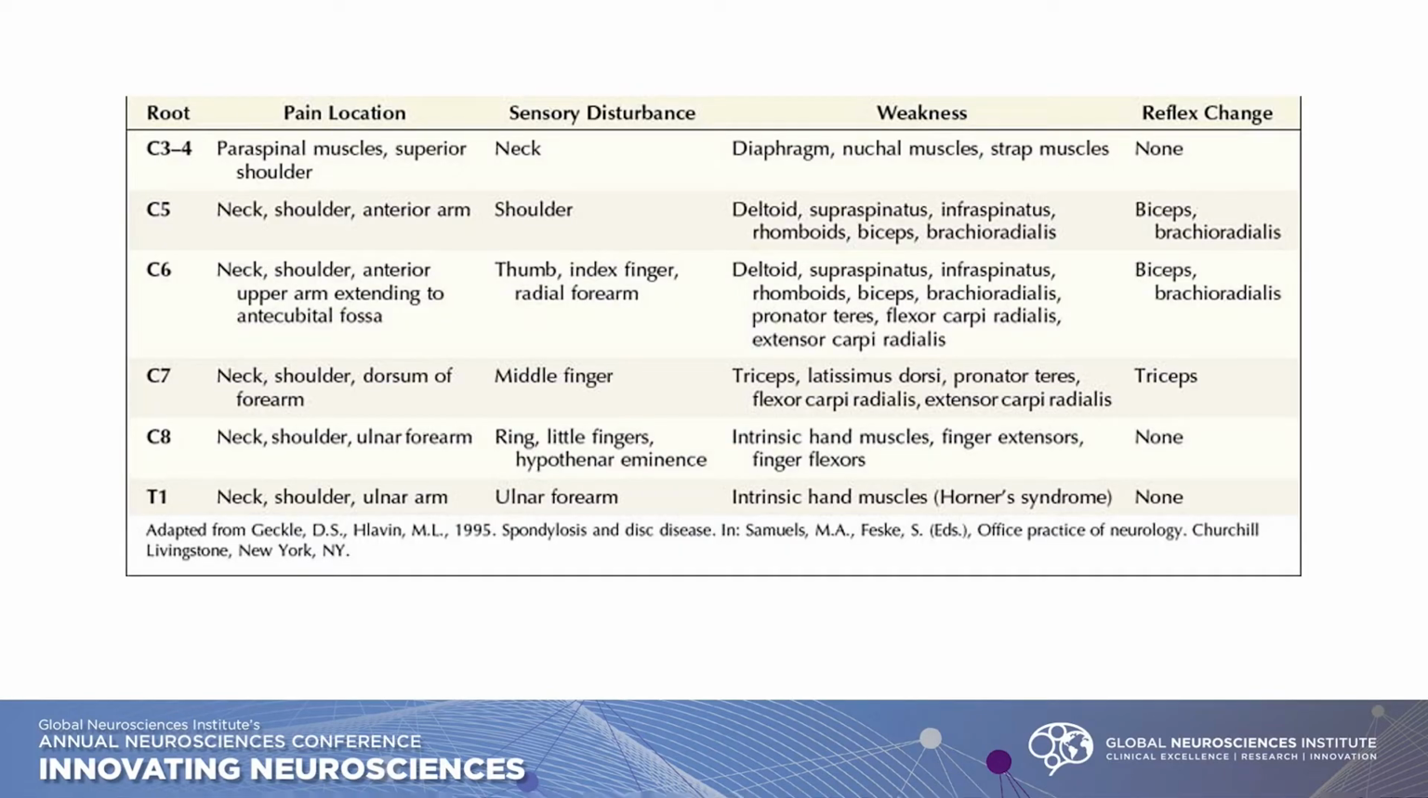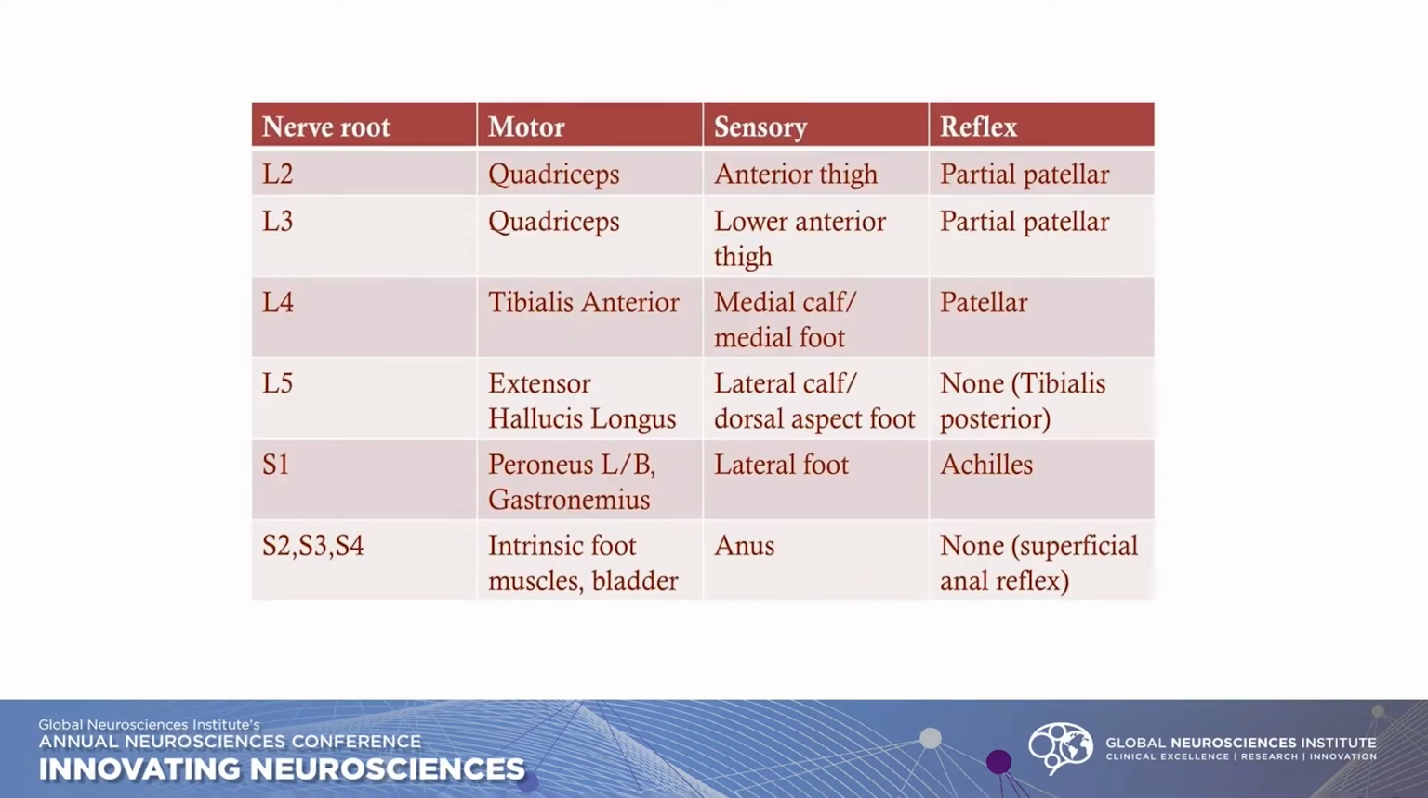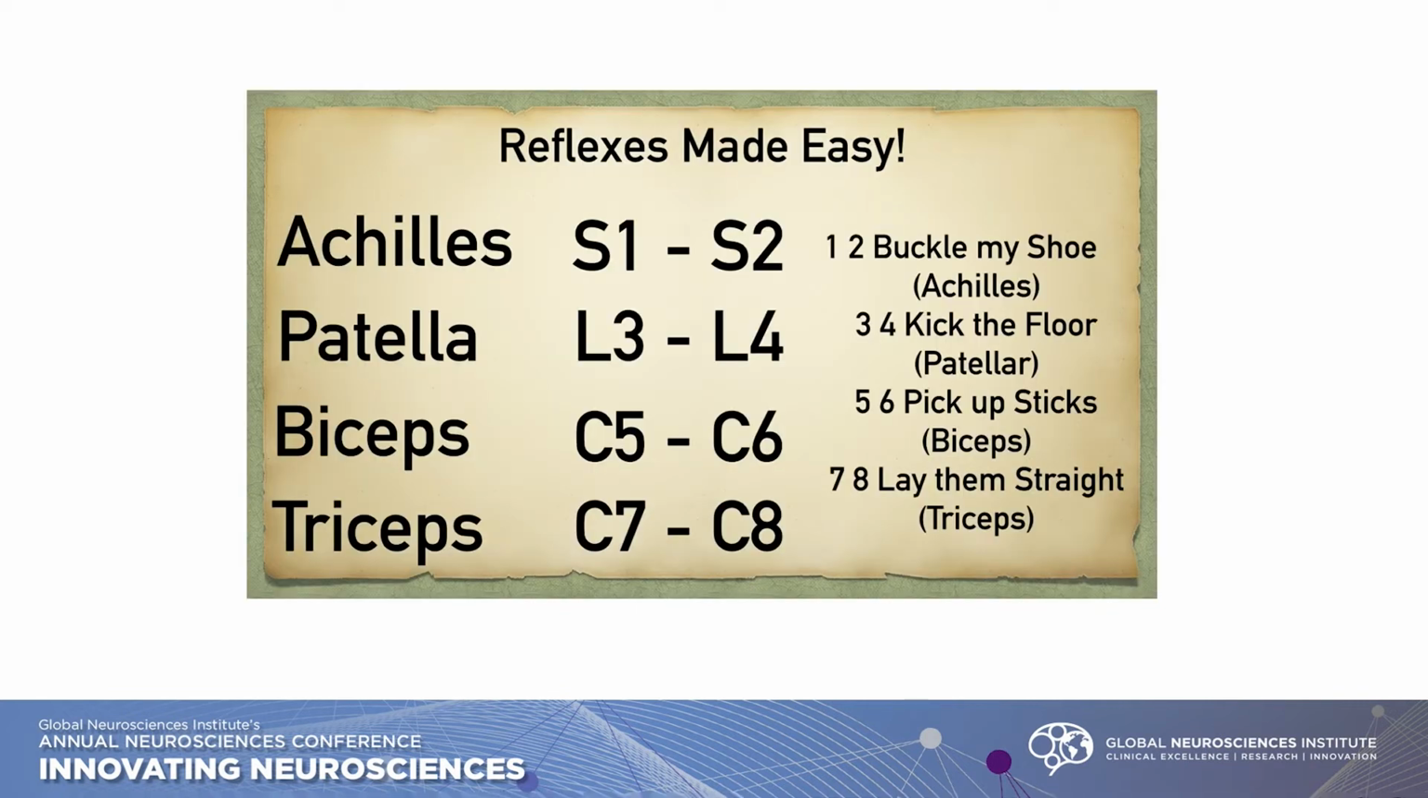Just a reminder, reference slides, cervical, and then the next is lumbar. But I think this following slide is most helpful. It's just making reflexes a little bit easier. A little rhyme: 1, 2, buckle my shoe. S1, S2 is your Achilles reflex. 3, 4, kick the door. That's your patella. 5, 6, C5 and C6, pick up sticks, that's your biceps. And triceps, C7, C8, lay them straight. It's basic, but it's really helpful and it helps you remember which levels you're looking at.